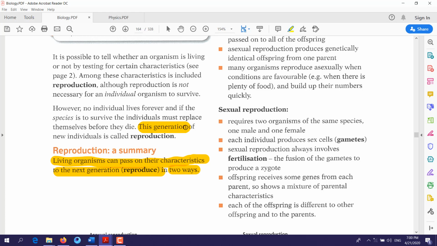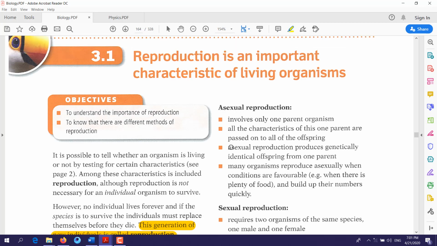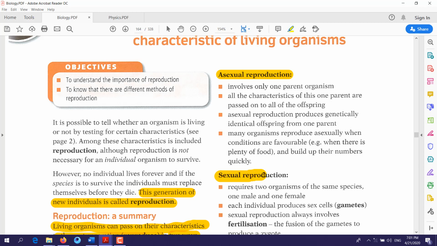Now, the definition of reproduction: a new generation of individuals. Then, how many methods of reproduction do we have? We have two methods or two ways. What are these ways? The first method we call asexual reproduction. The second one, sexual reproduction. So how many methods do we have? Two. What are they? Asexual and sexual. Now, let's talk in detail about each one of them, and let's see what is the difference between them.